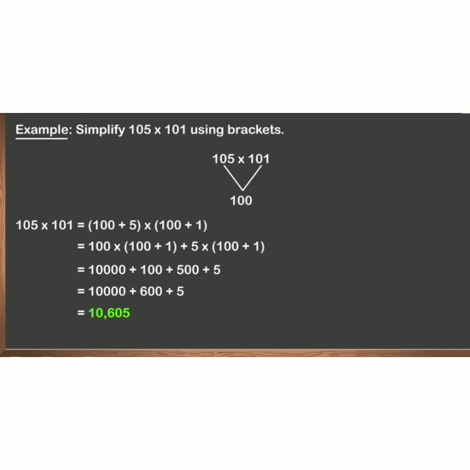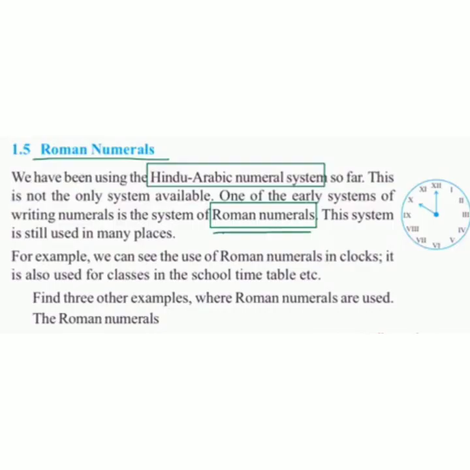So 100 into 100 is 10,000. 100 into 1 is 100. Similarly 5 into 100 is 500. 5 into 1 is 5. Now add it: 10,000 plus 100 plus 500 plus 5. 100 plus 500 is 600. 600 plus 5 is 605. That 605 you add with 10,000. So the answer is 10,605. Like that, we have to use the brackets, then you will get the correct answer.